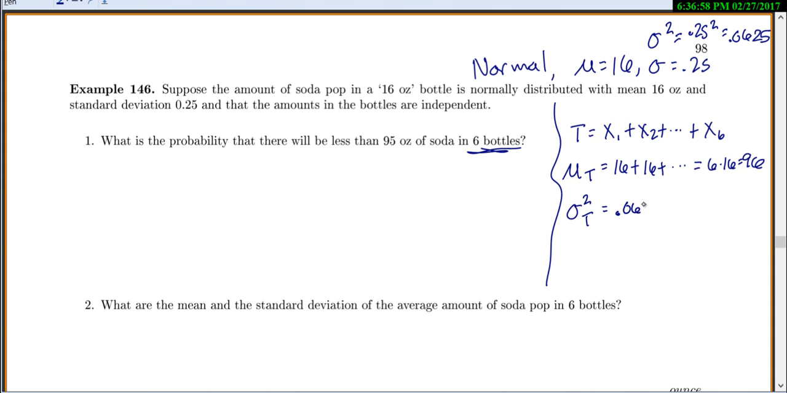So we'll have 0.0625 plus 0.0625 plus dot dot dot, and we'll add them all up until we get to 0.375. And then to find your standard deviation, you take the square root of that. So the square root of 0.375 gives me 0.6124.